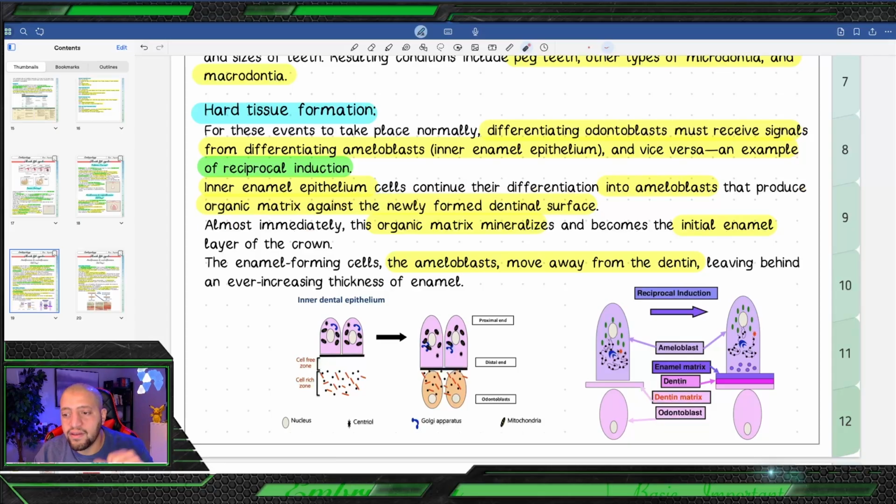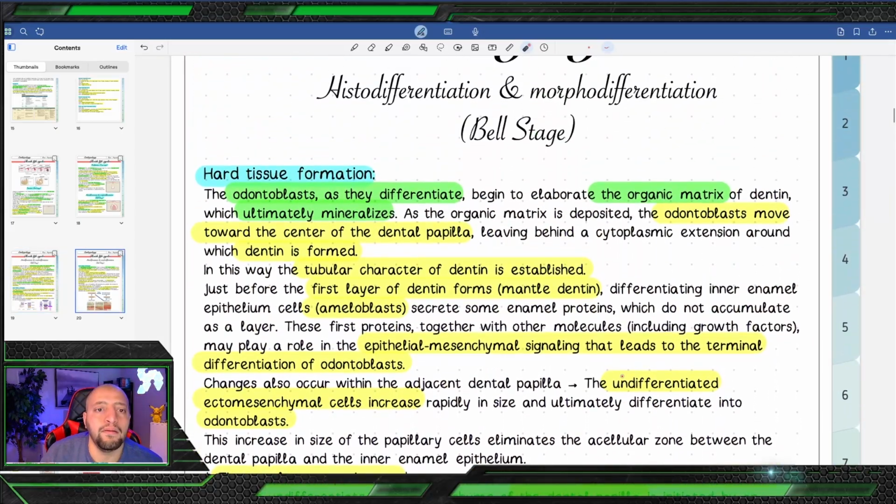So again here, this ameloblast, which is like this pre-ameloblast, which is inner enamel epithelium, will signal the odontoblast to give the dentin matrix. This dentin matrix immediately will give us signal back to the pre-ameloblast to be ameloblast to give us the enamel matrix. Okay, the odontoblasts, as they differentiate, begin to elaborate the organic matrix of dentin, which ultimately mineralizes in the next few stages. As the organic matrix is deposited, the odontoblasts move toward the center of the dental papilla, leaving behind a cytoplasmic extension around which dentin is formed.